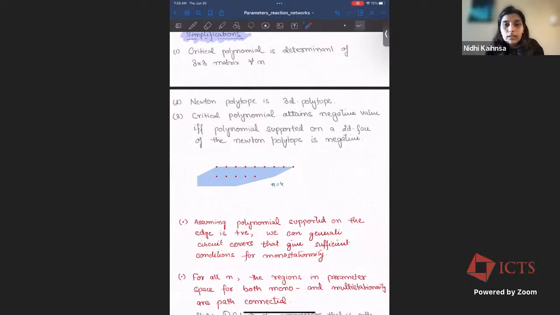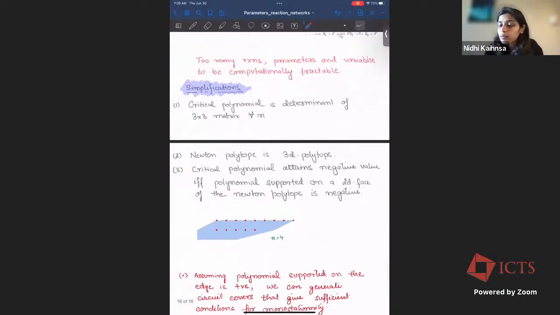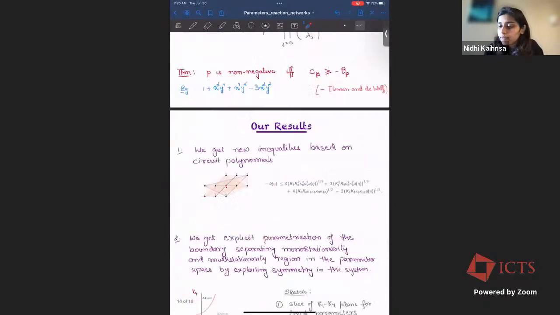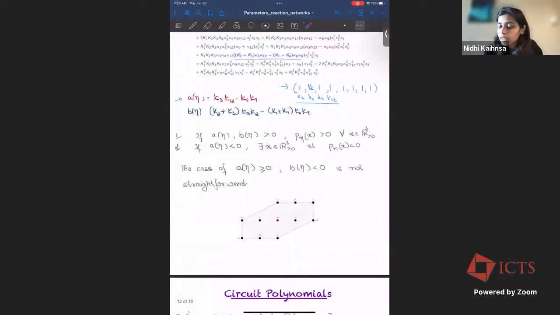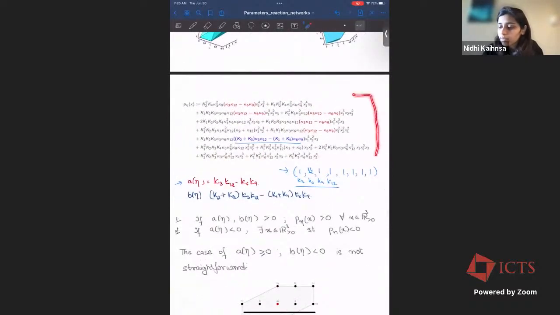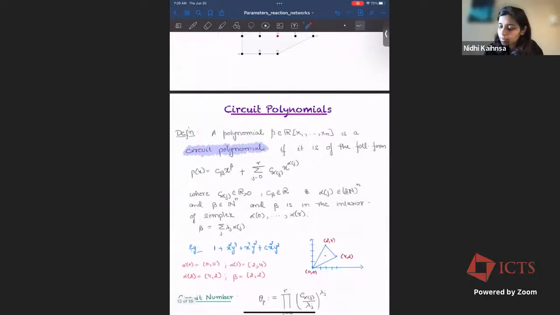Did you define it? Critical polynomial, so like we have the polynomial that we were analyzing for two-site, we have a different polynomial for n-site. Oh, that's the critical polynomial. Yeah, we call this the critical polynomial.